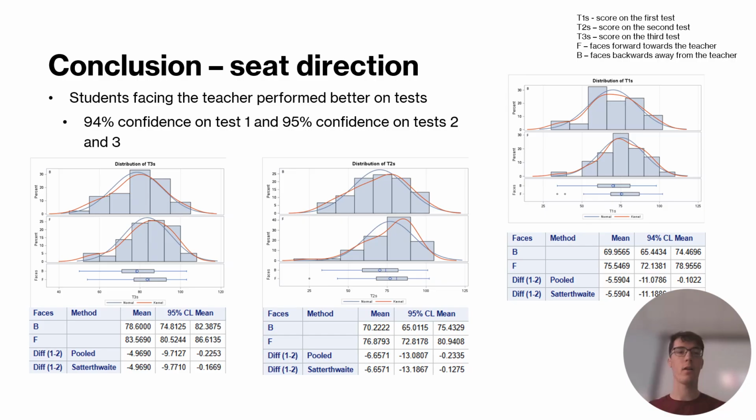The graphs also show this because the graph on the bottom has distributions further to the right, indicating higher test scores for those who were facing towards her during the class. You can also look at the box and whisker plots, which were always further to the right, indicating higher test scores for those who were facing towards her.